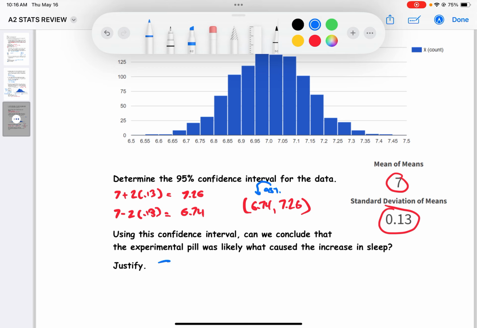So I would say it's likely the pill works because their mean is outside the confidence interval, which gives me a good inference that likely the induced variability is working in this experiment.